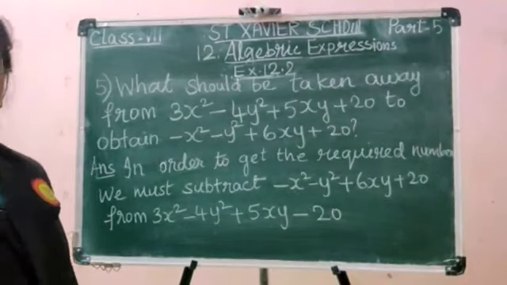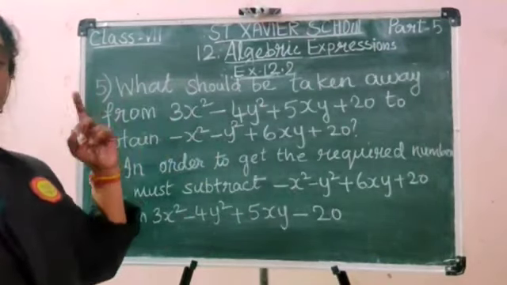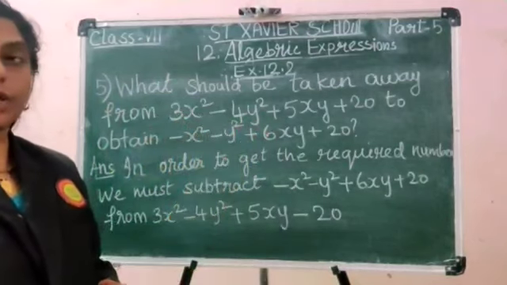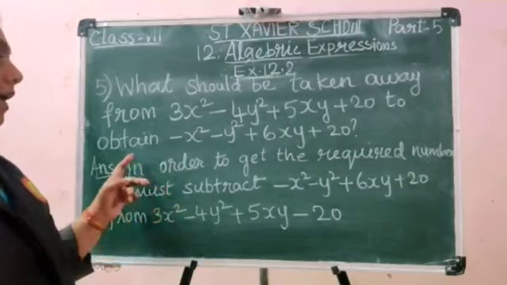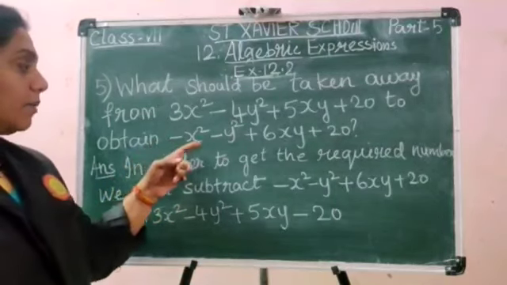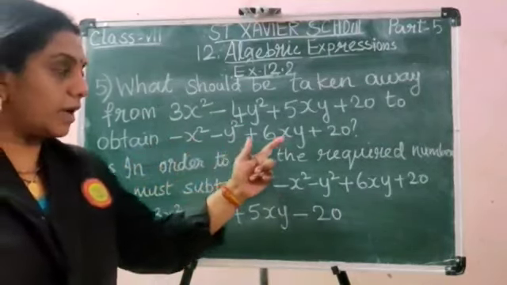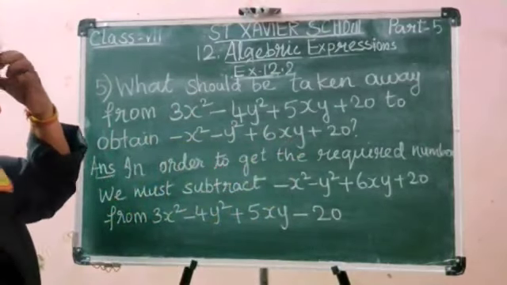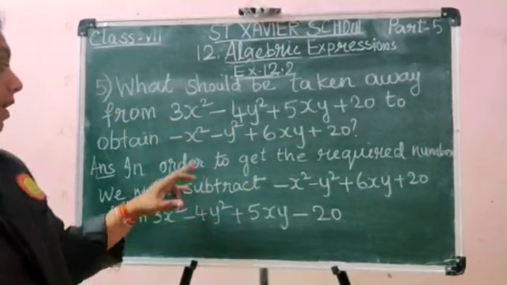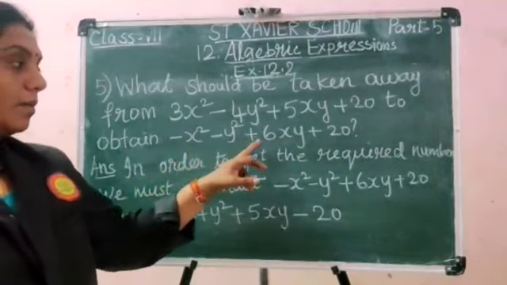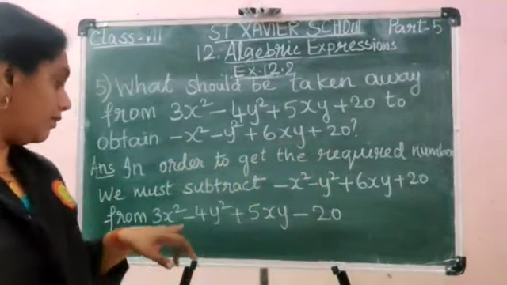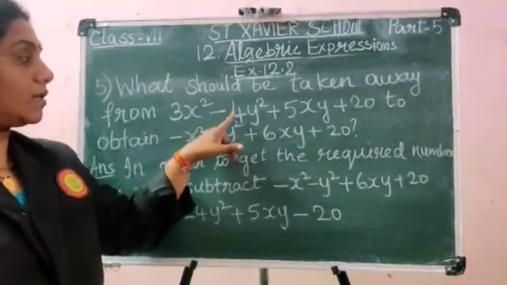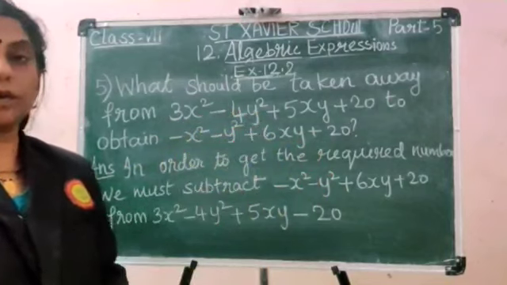Now question number 5, what should be taken away from 3x squared minus 4y squared plus 5xy plus 20 to obtain minus x squared minus y squared plus 6xy plus 20? Obtain means to get. So in order to get the required number, we must subtract minus x squared minus y squared plus 6xy plus 20 from 3x squared minus 4y squared plus 5xy plus 20.